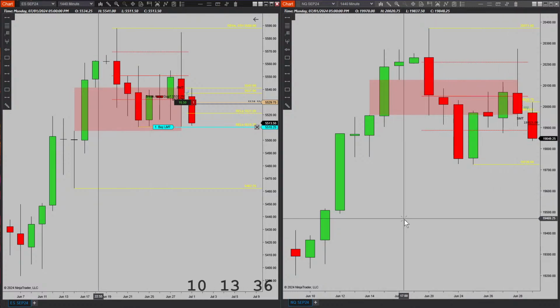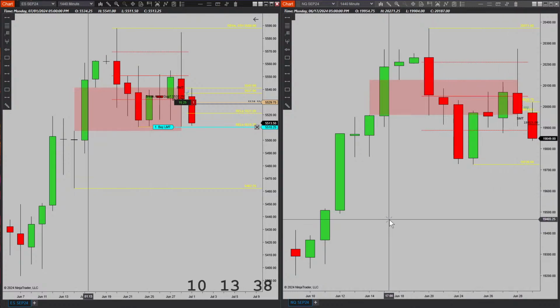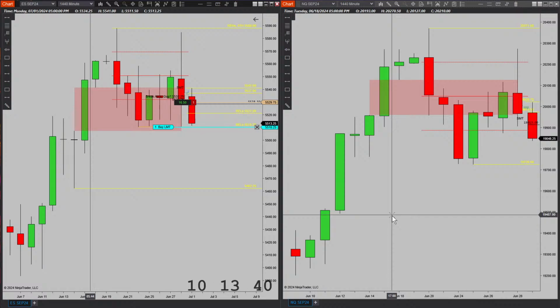I would like to see a reaction, like I said, once we get to the daily extreme premium of the range. I would like to see some sort of bullish reaction coming off of that. And that's it. That's it for the objective.